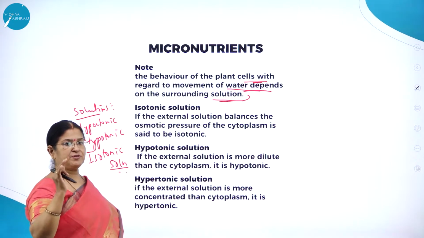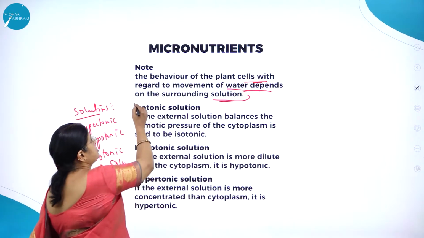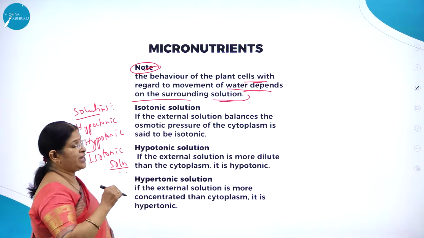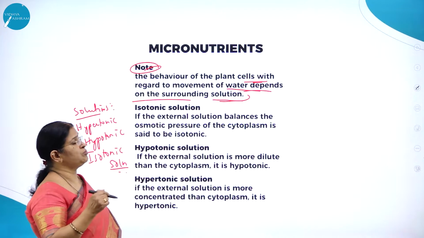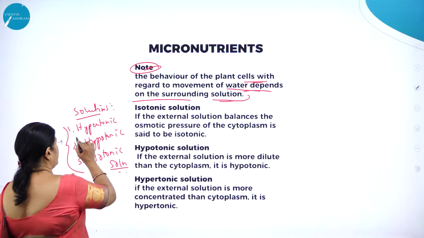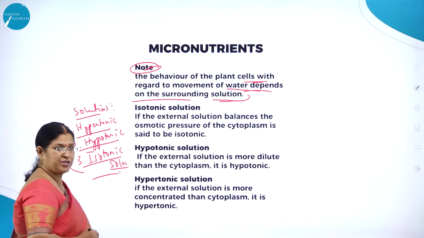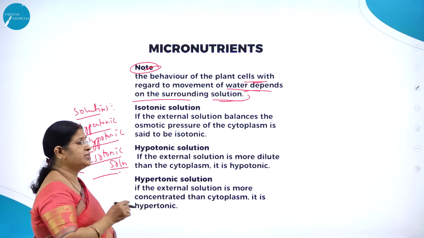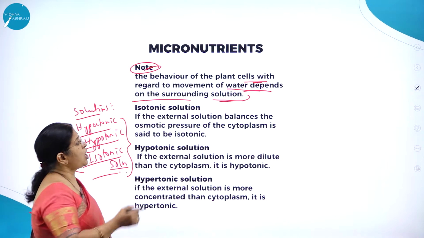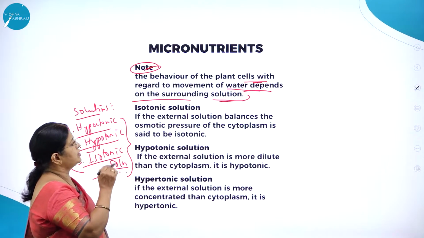So what are the three types of solution? As I said, the movement of water in a plant cell depends on the surrounding solution. This is a very, very important point to be noted. One is called hypertonic, the second is called hypotonic, and the third is called isotonic solution. Now let us understand the difference between these three types of solutions. How does the behavior of the plant cell depend upon the surrounding solution?